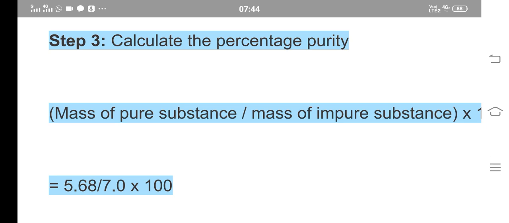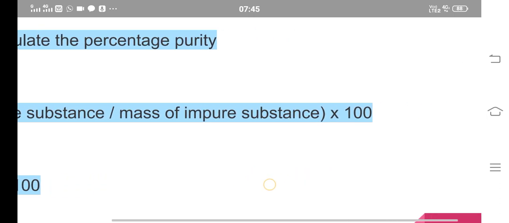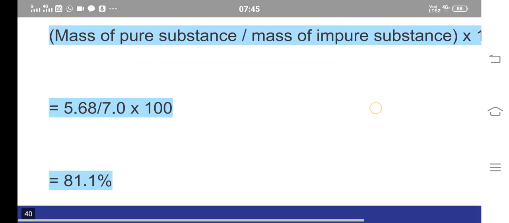Now step 3, calculate the percentage purity. Mass of pure substance divided by mass of impure substance into 100. So that will be 5.68 divided by 7.0 multiplied by 100, and that will be 81.1%.